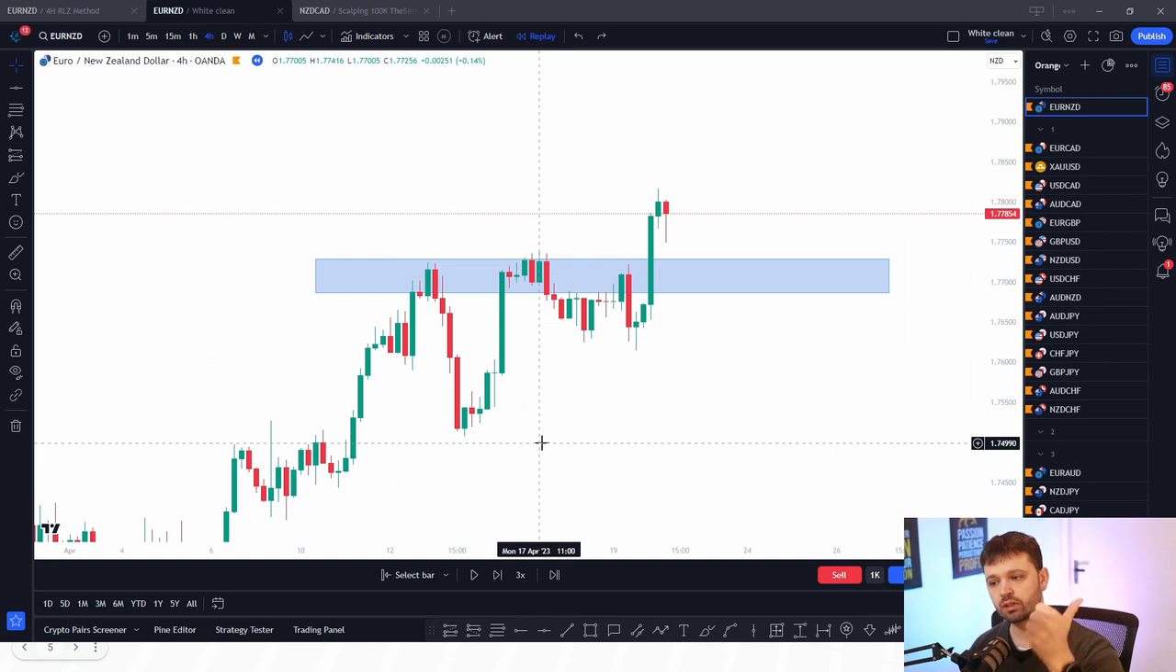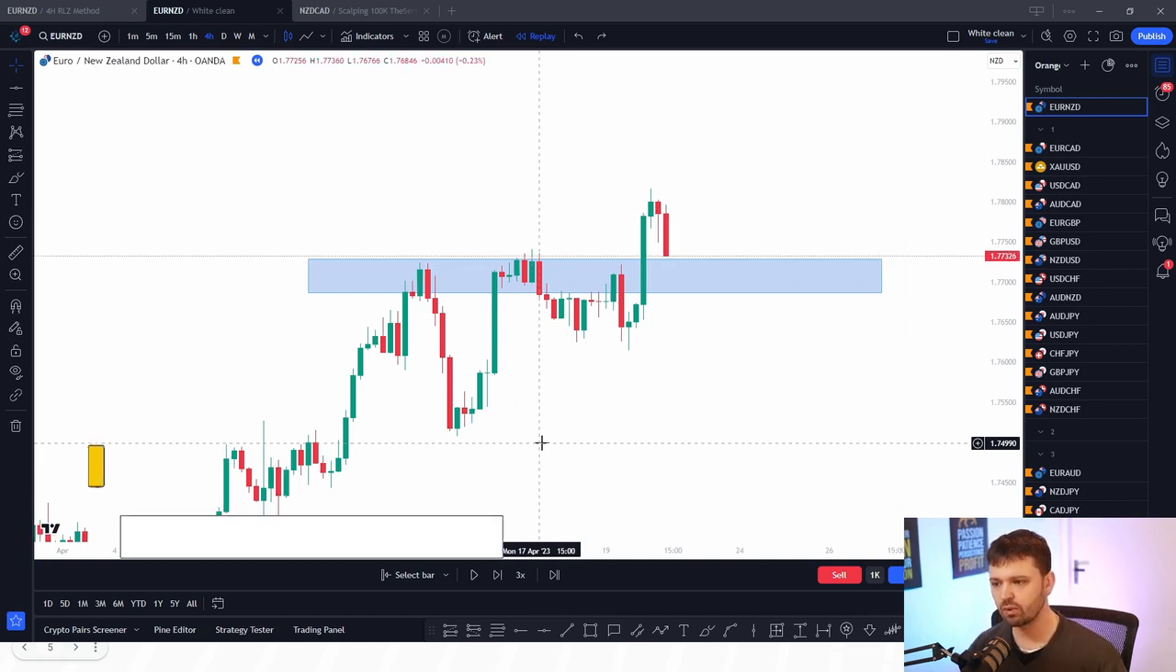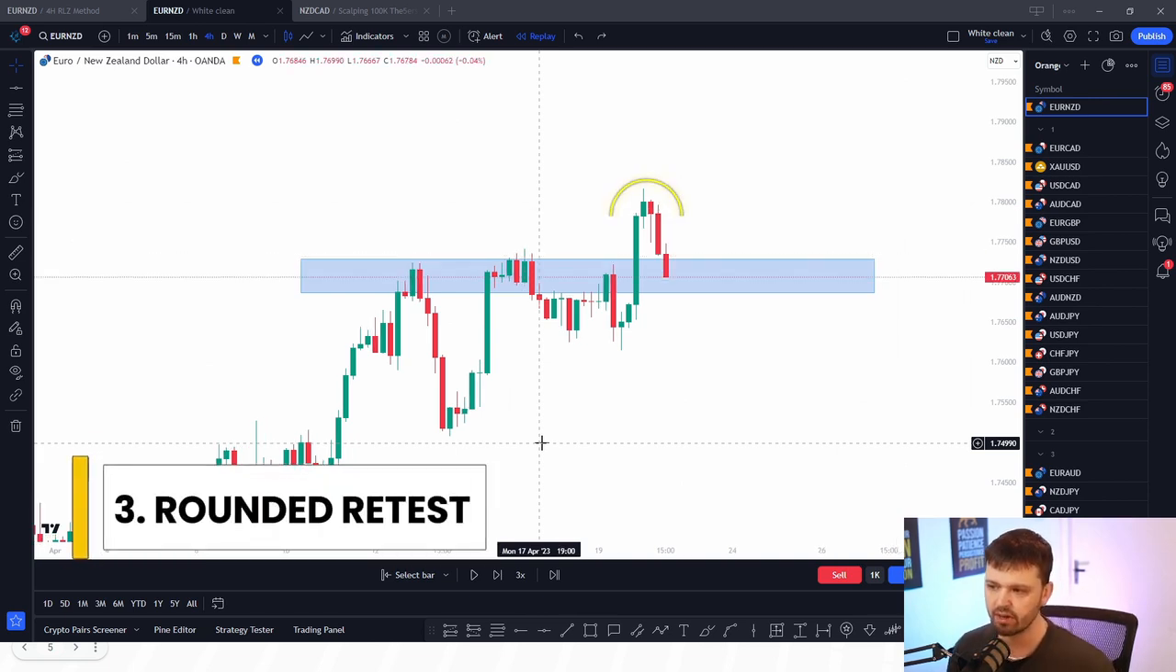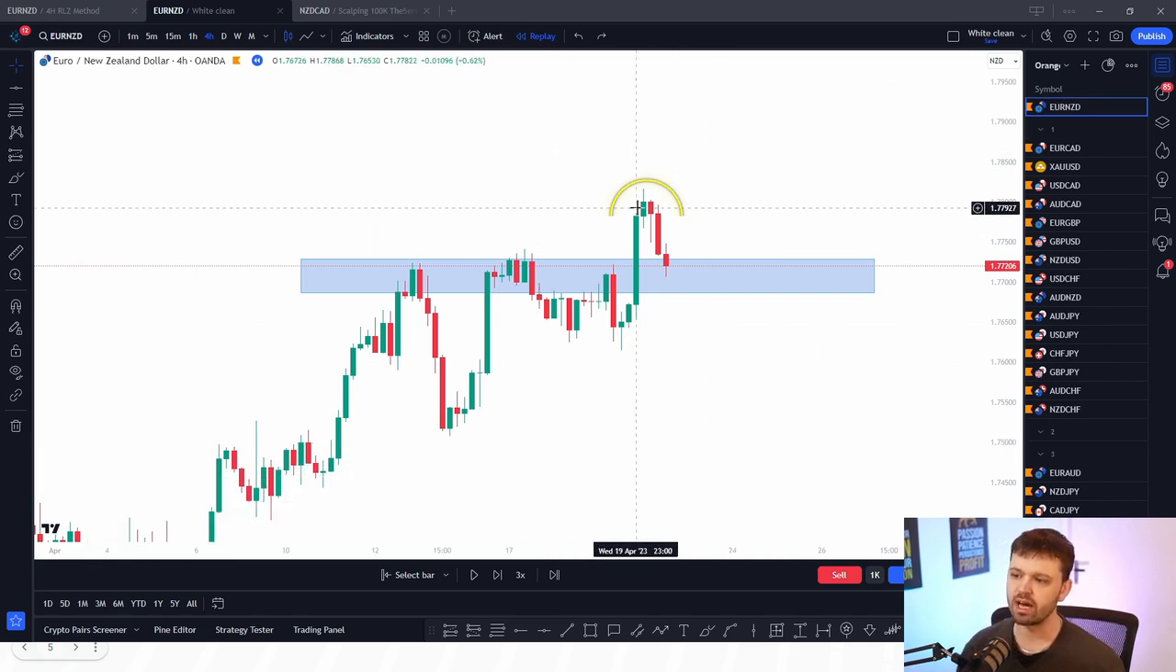Horizontal level, clean breakout. Do we have a clean rounded retest? Yes, we do have a clean rounded retest. We have multiple 4-hour candles closing.